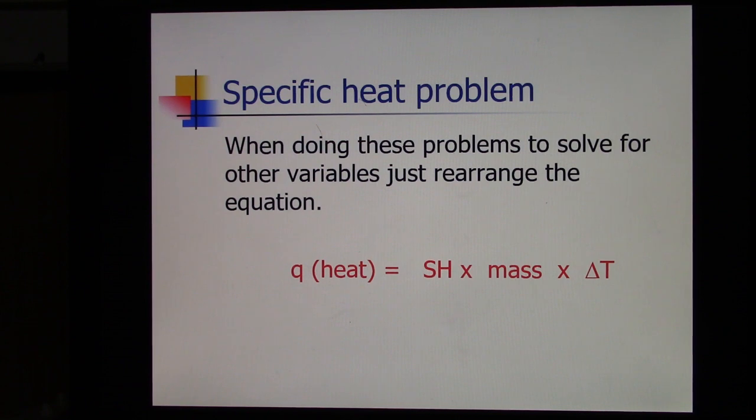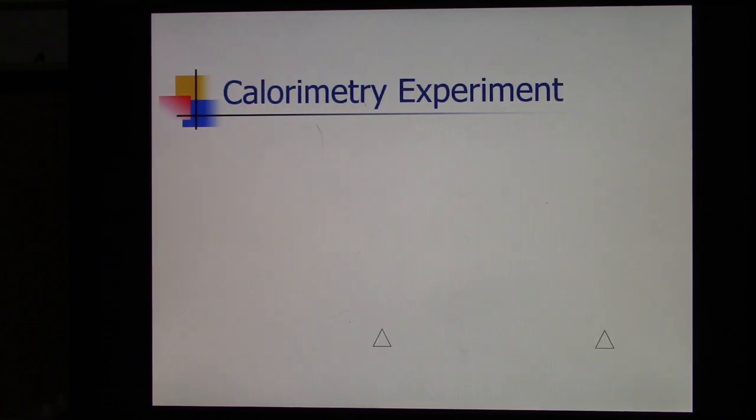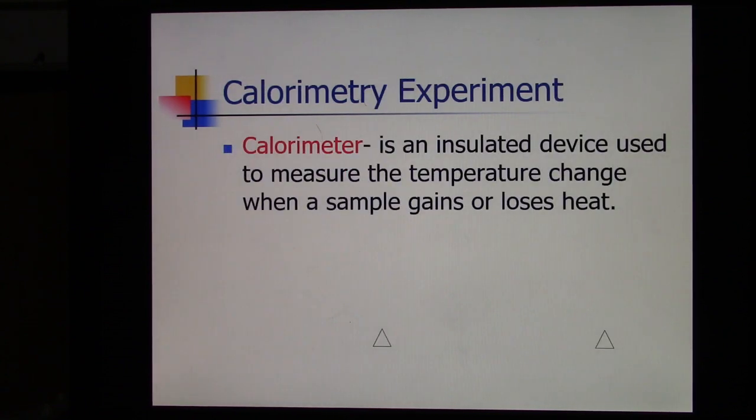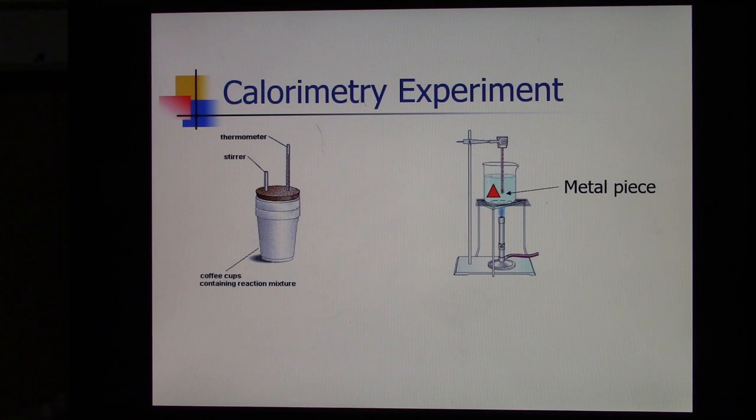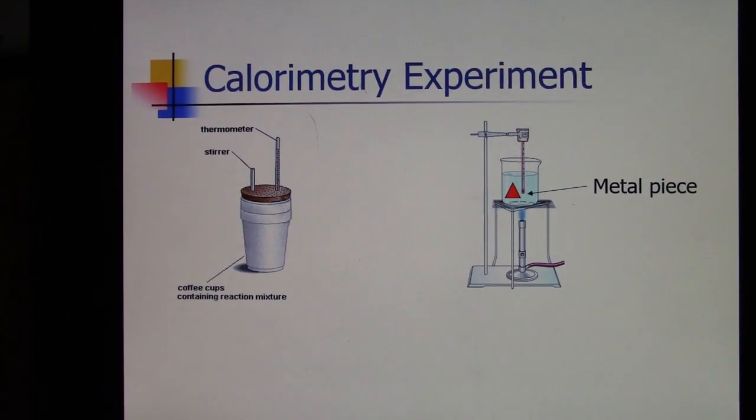Now here's a common lab experiment using a calorimeter. Just to review, a calorimeter is an insulated device used to measure temperature change when a sample gains or loses heat. Heat lost equals heat gained, so always remember that. Here's the experiment. Let me zoom out a little bit.